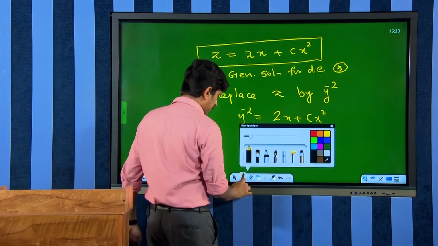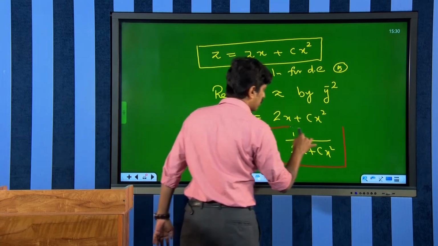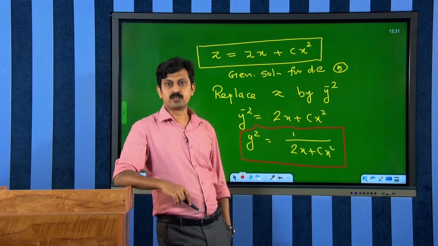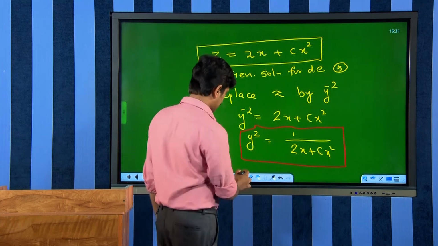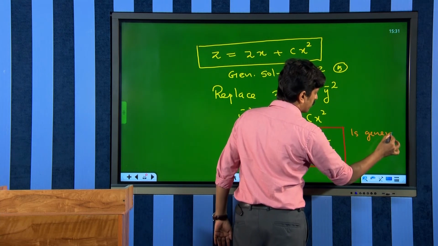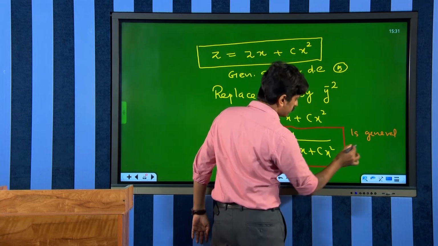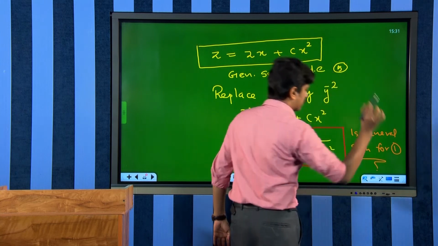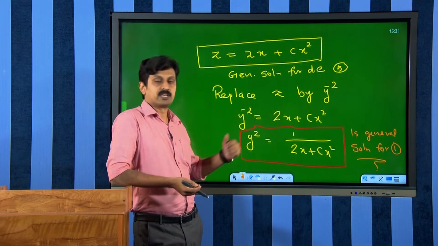Now this is enough, we can stop here. If we need, y square is equal to 1 by 2x plus cx square. Maybe y is equal to 1 by square root of 2x plus cx square is the general solution for Bernoulli's differential equation 1. This is the required solution that we are seeking.